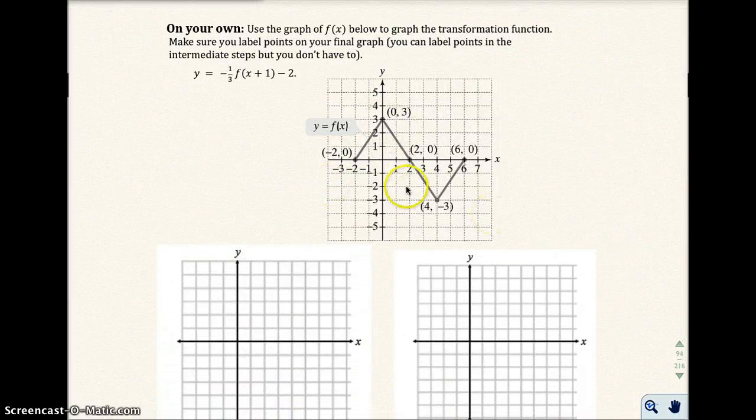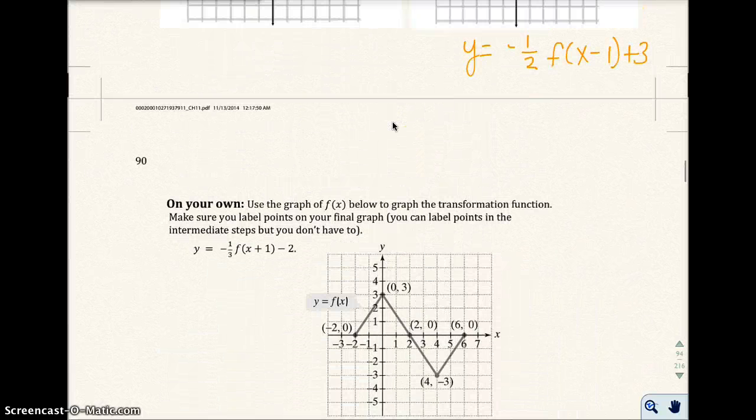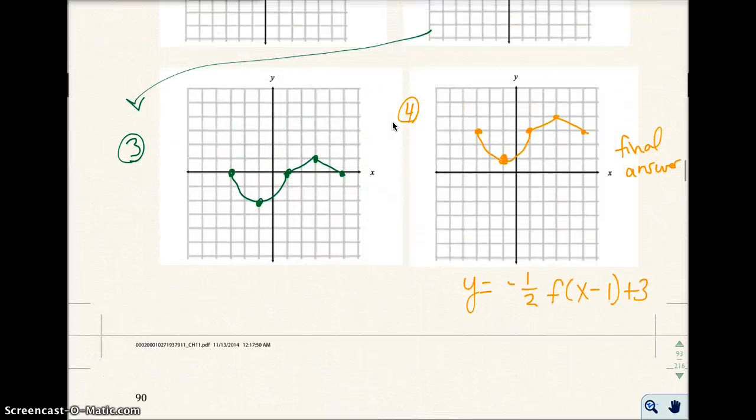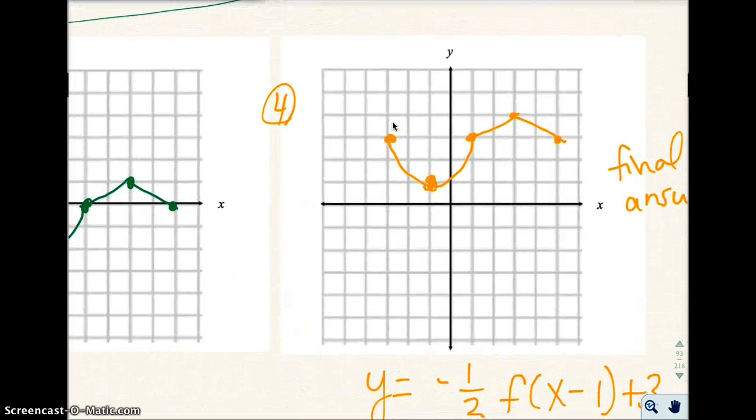So I'm going to have you guys try one on your own on page 90. Here is your function. Take each one of these transformations and do them in the correct order to come up with your final answer. And actually, before I go ahead and move on, in that last problem, let's go ahead and label our points in the final answer.